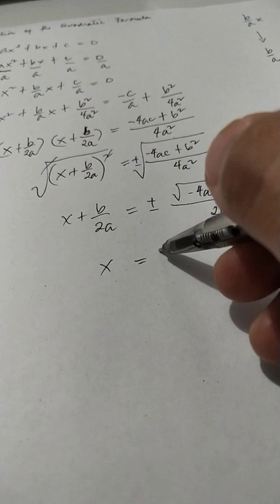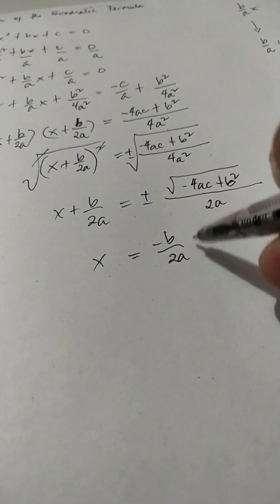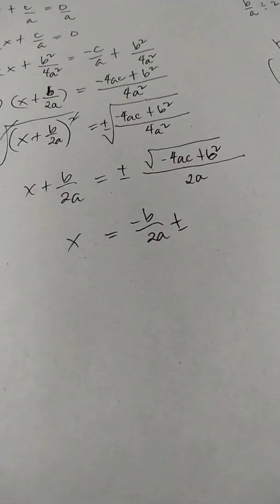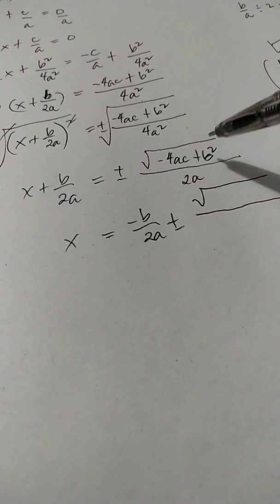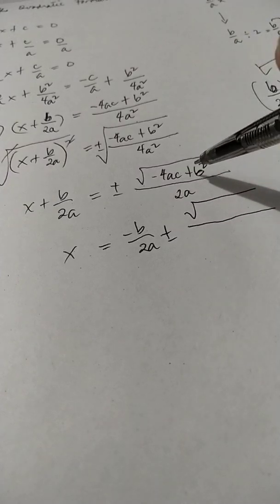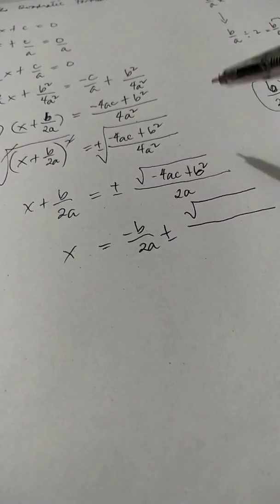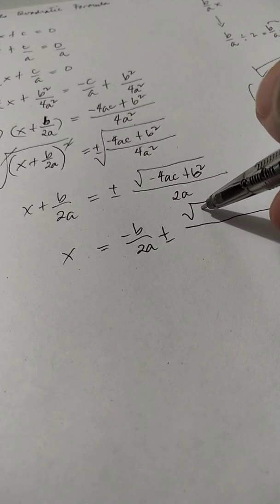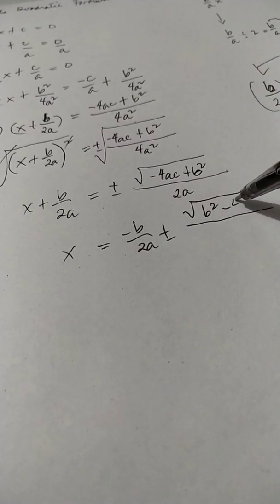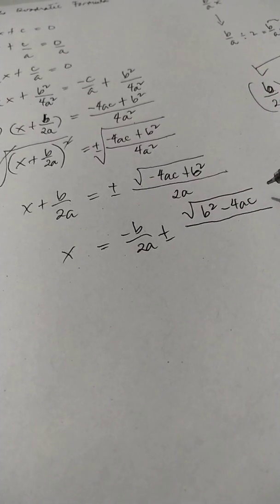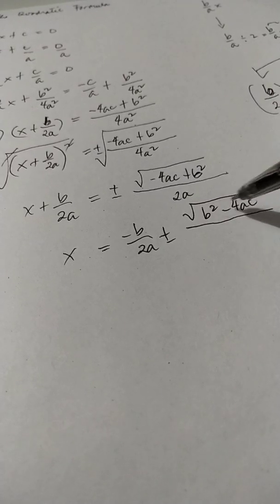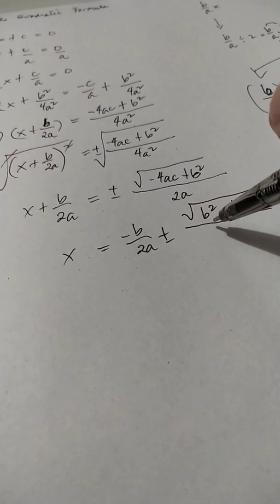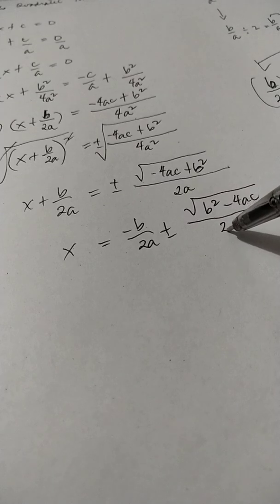x is equal to negative b over 2a plus or minus the square root of, we interchange this one, we write first the b squared minus 4ac. The sign should not change because we did not apply the addition property of equality. We simply rearrange it. So we have over 2a.